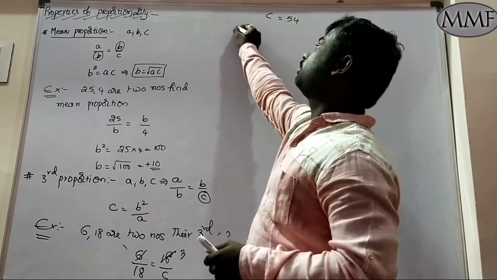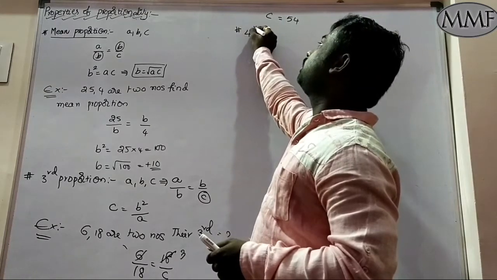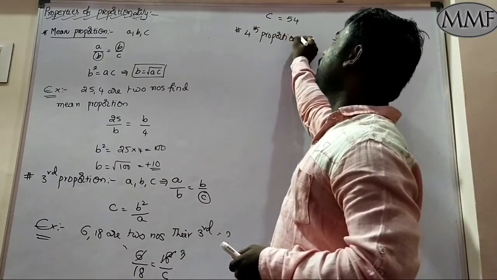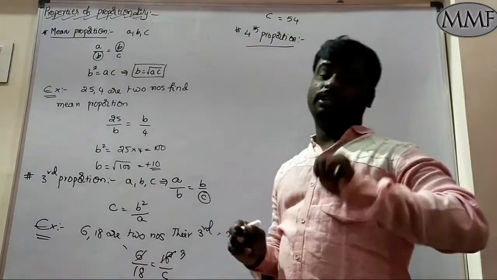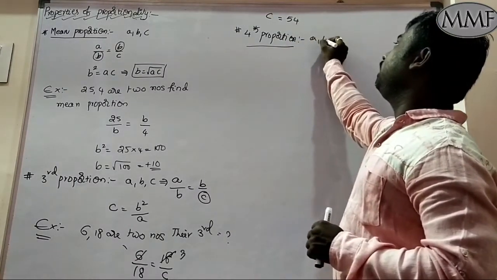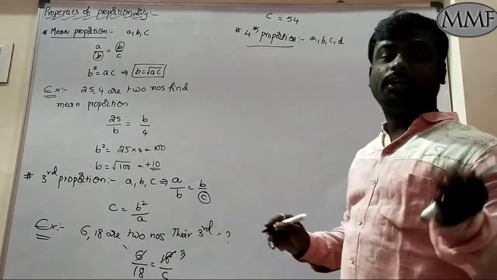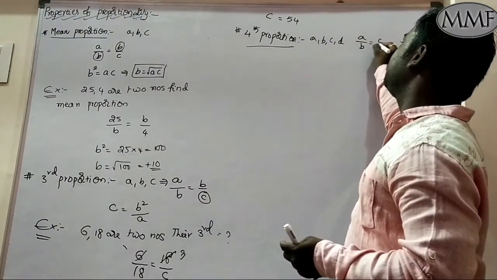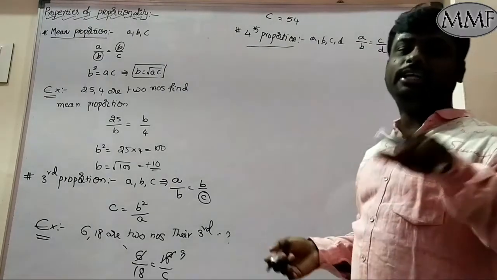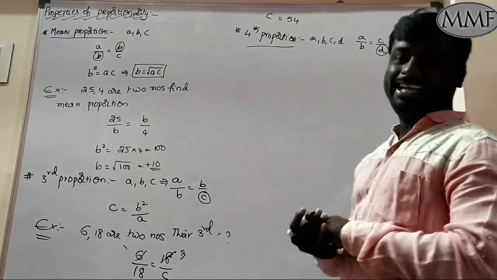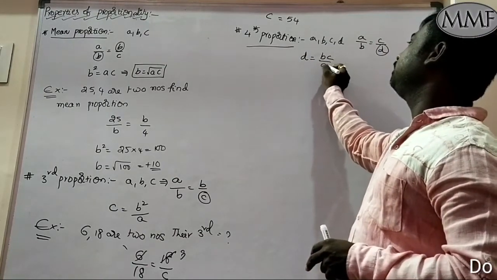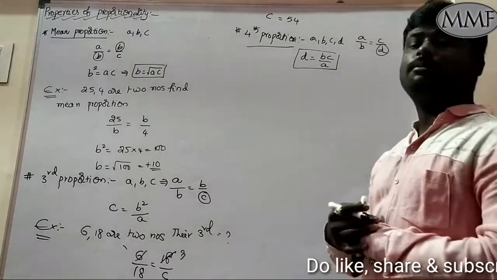Similarly, fourth proportion. What is fourth proportion? Same thing again. Fourth proportion means he is asking for the fourth variable. If A, B, C, D are in continuous proportion, I can always say A by B is equal to C by D. Here he is asking for the variable D, the fourth variable. From this, D is equal to BC by A. Clear? So this is about the fourth proportion.